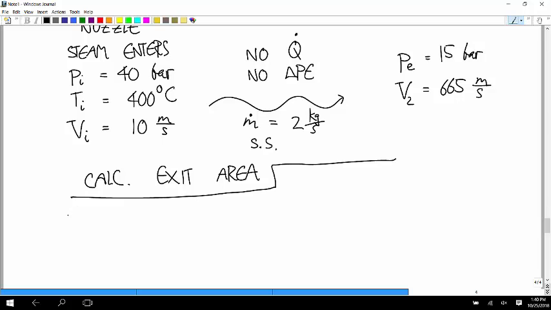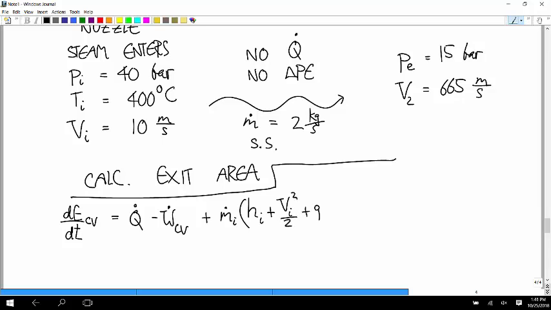Okay, so let's start with the full equation and cancel stuff. This might seem dumb, but every time you write it down, you're ingraining it in your head. So dE/dt is equal to Q dot minus W dot for the control volume, plus m_i dot times the quantity h_i plus V_i squared over 2 plus g z_i, minus m_e dot times the quantity h_e plus V_e squared over 2 plus g z_e.